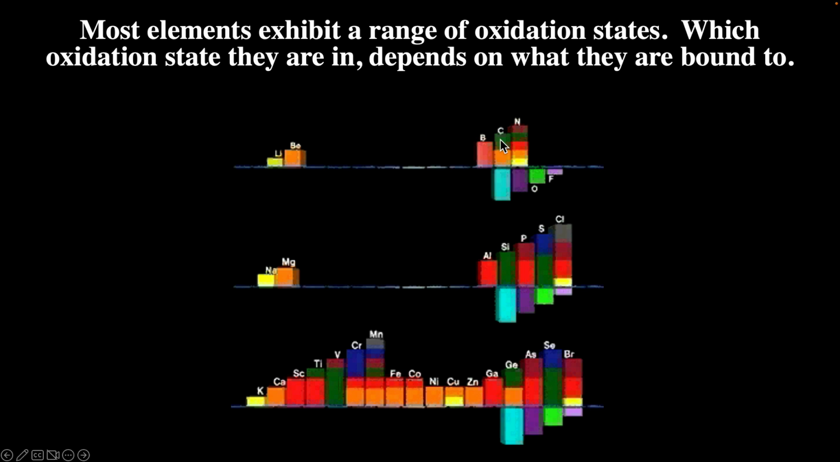For carbon, it can go from a -4. If it gained 4, you get noble gas configuration. If it lost 4, it gets a noble gas configuration. And so carbon can have a -4 through to a +4 oxidation state. And again, its actual oxidation state depends on what it's bound to.